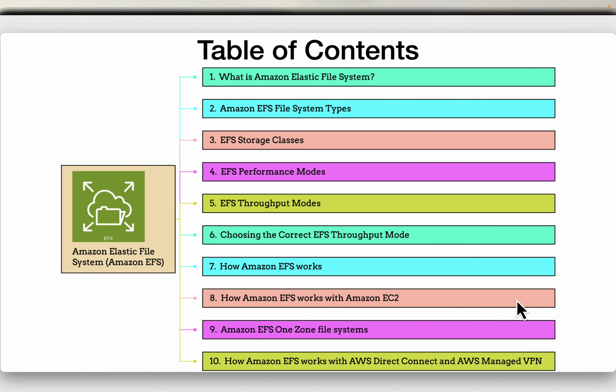So this lecture will contain all these topics. What is Amazon Elastic File System, EFS file system types, EFS storage classes, EFS performance modes, EFS throughput modes, choosing the correct EFS throughput mode, how Amazon EFS works, how Amazon EFS works with Amazon EC2, how Amazon EFS One Zone file system works, and how Amazon EFS works with AWS Direct Connect and AWS Managed VPN.